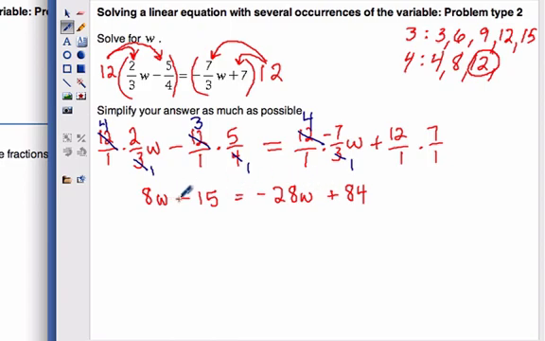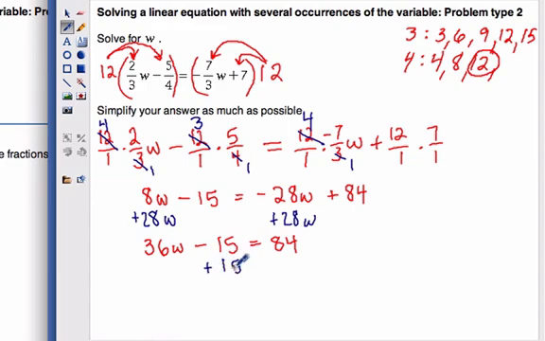Once you have this problem, I'm going to go ahead and solve this. I'm going to add 28w to both sides so that I get w's on the left side of the equation. That's going to give us 36w minus 15 equals 84. Now that I've got just w's on the left side, I want to get the numbers that don't have variables just on the right side. So I want to get rid of this minus 15. I'm going to add 15 to both sides.